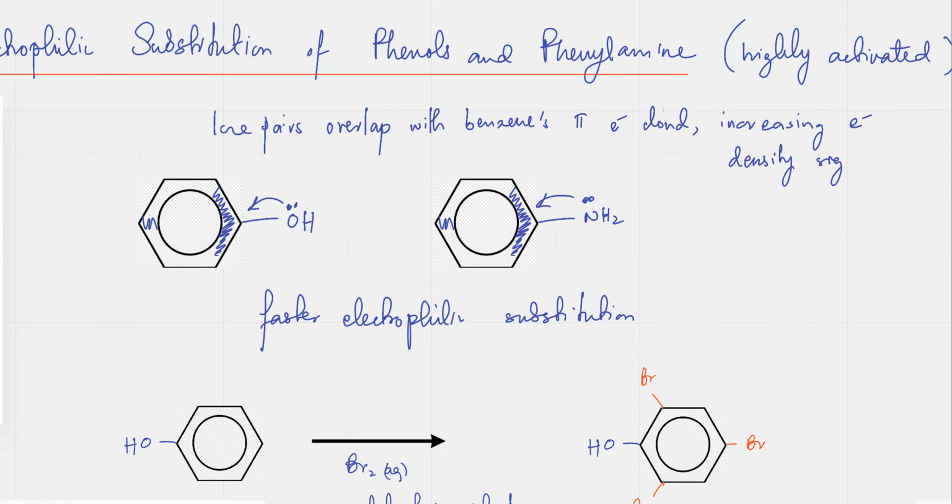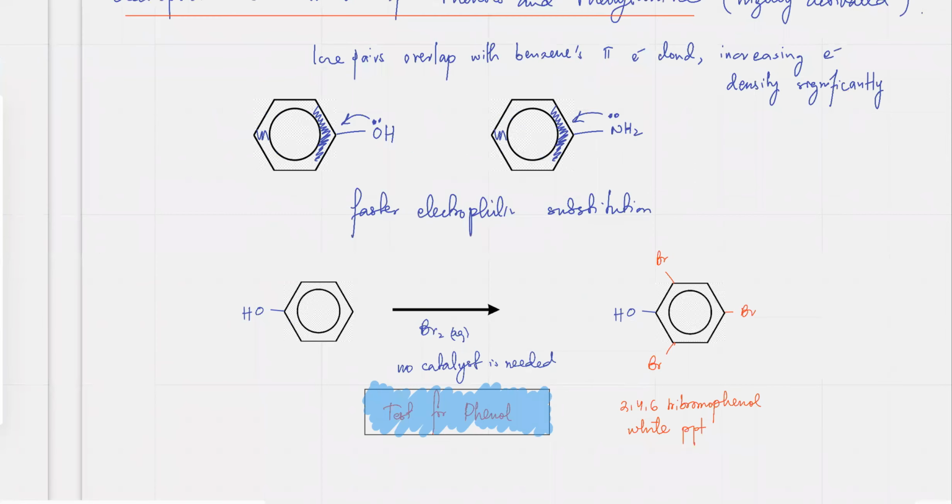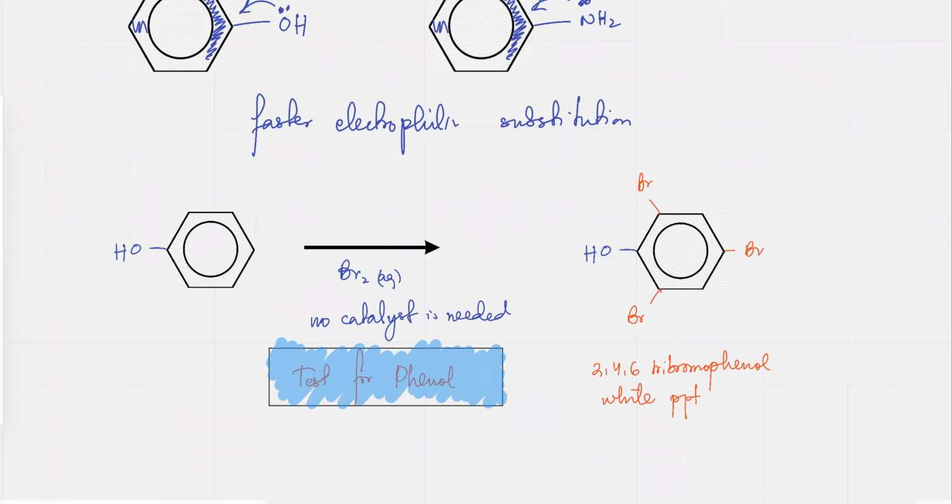Density significantly. So there's going to be a significant increase in electron density, which is why the reactions are going to be very, very fast, because no catalyst is needed, no catalyst whatsoever. Previously, you needed a catalyst because bromine wasn't getting polarized. But now, because the electron density is so high on these positions, if a bromine molecule comes in, that electron density is sufficient to polarize it.